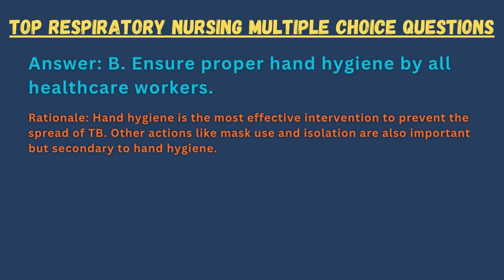Answer: B. Ensure proper hand hygiene by all healthcare workers. Rationale: hand hygiene is the most effective intervention to prevent the spread of TB. Other actions like mask use and isolation are also important, but secondary to hand hygiene.